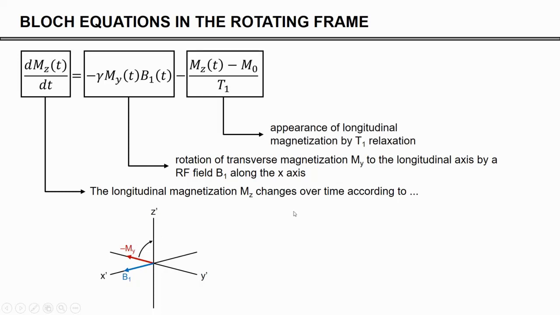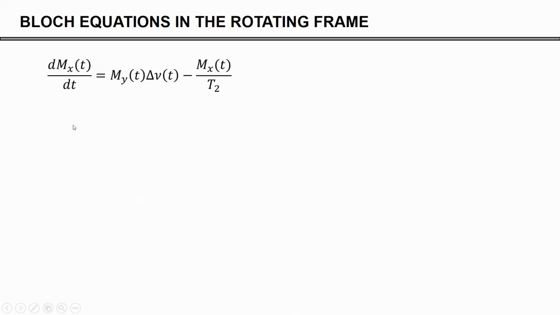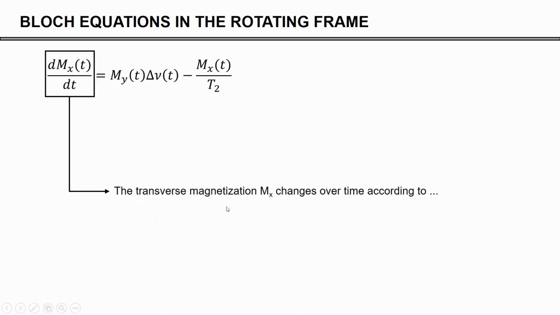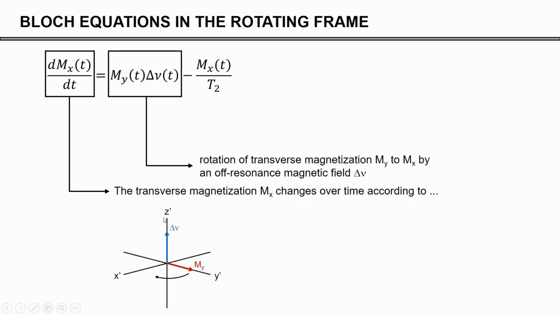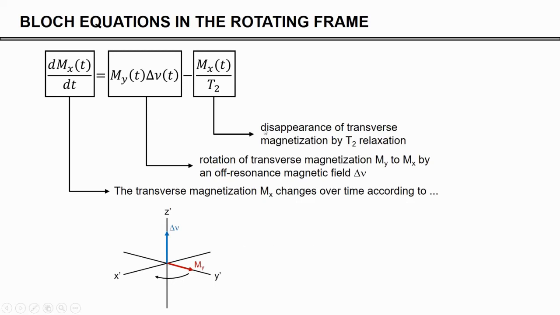The other effect is appearance of magnetization because of T1 relaxation. Maybe the magnetization was initially inverted. It recovers back to plus Mz by T1. So these are the two effects that lead to a change in Mz over time. You can also write a similar equation for the change in Mx over time. Also two effects. One effect is rotation of magnetization that is along the y-axis towards the x-axis by a frequency offset vector. And the other one is the disappearance of Mx by T2 relaxation.